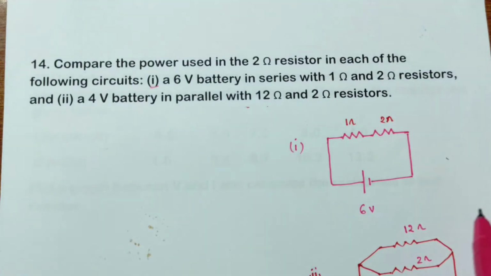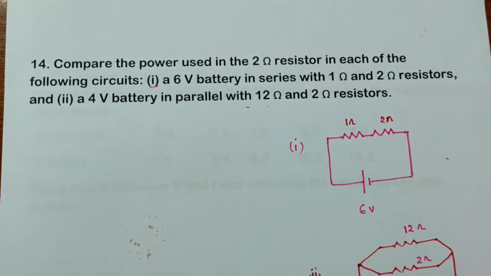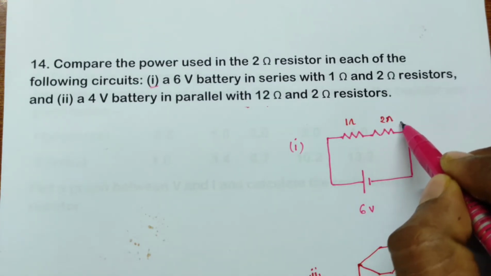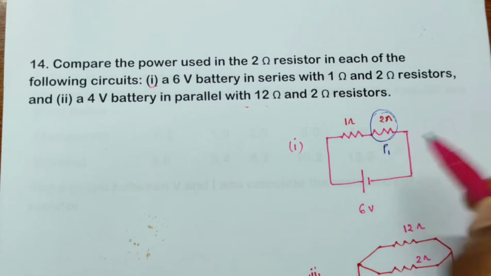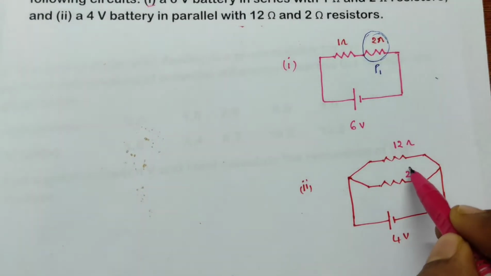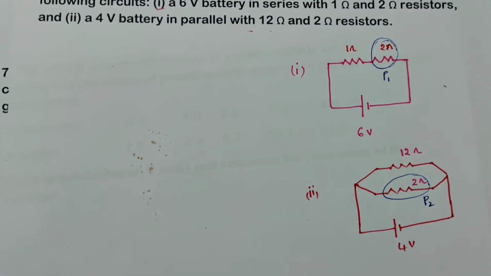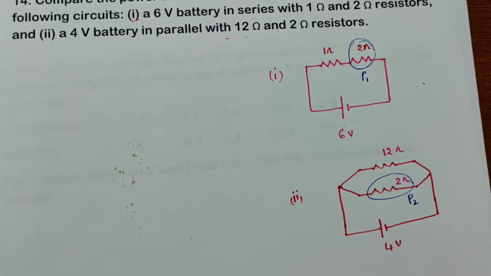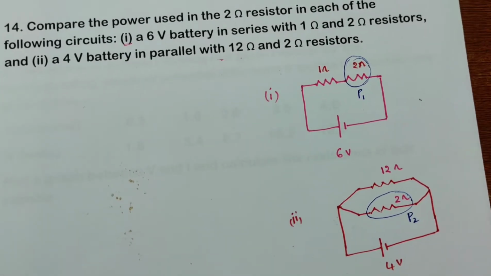Compare the power used in the 2 ohms resistor in each of the following circuits. That means what? He is asking us to find out power used by the 2 ohms resistor only. So for this resistor, what is the power used? Let me take this as P1. And here also we are having a 2 ohms resistor, right? So this resistor, how much power will it use? Let me take this as P2. Okay. Now he is asking us to compare these two powers. So this is the question he asked. So how to solve this one?